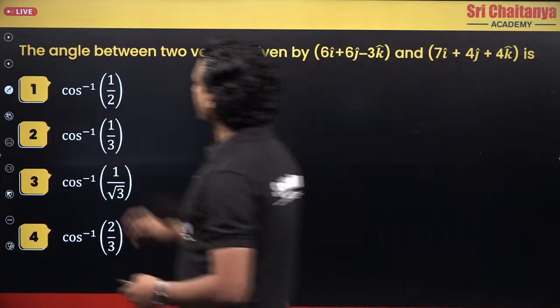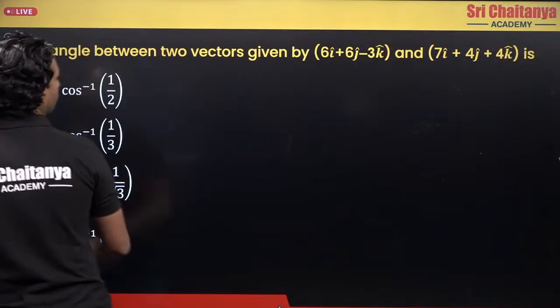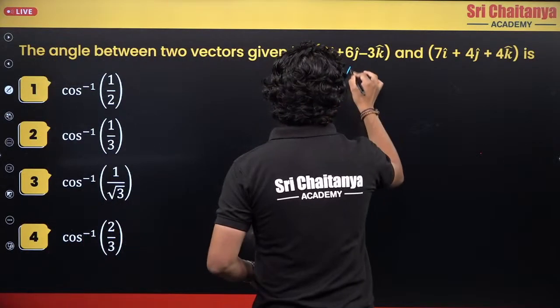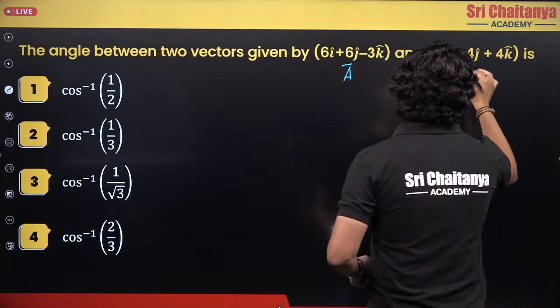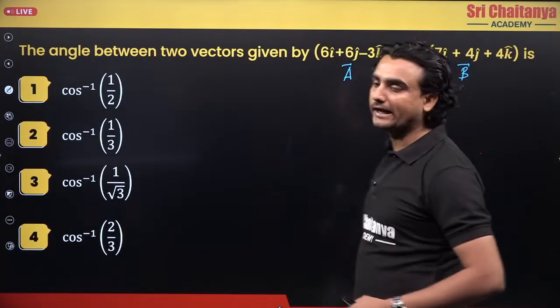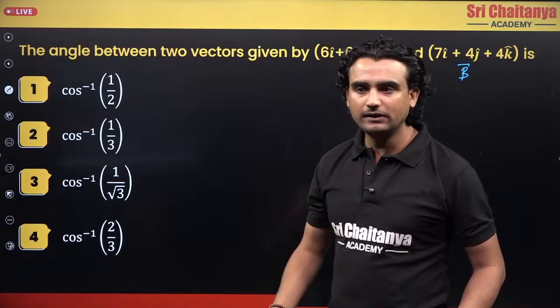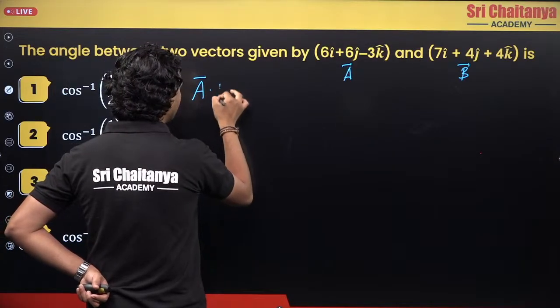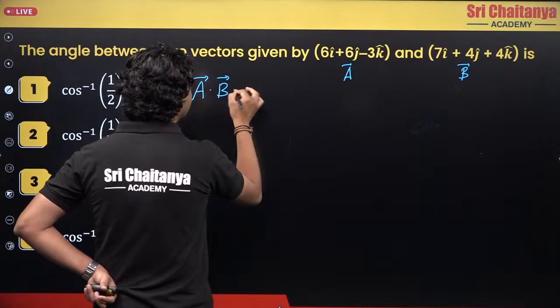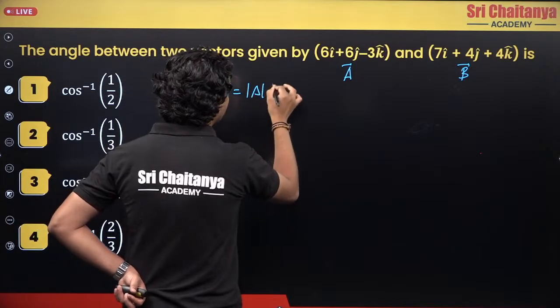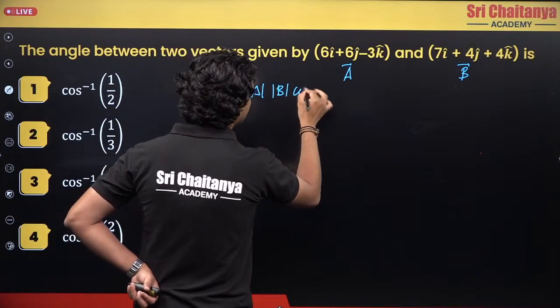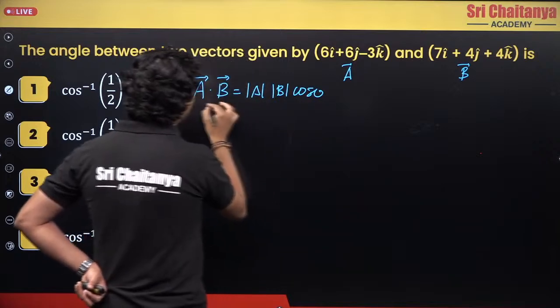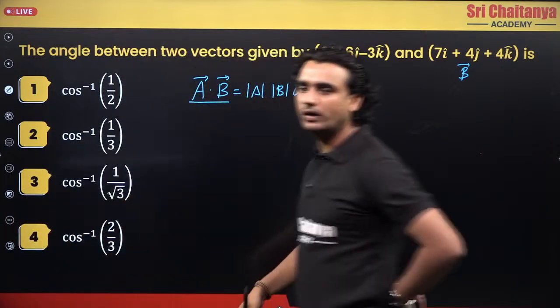Now, it is given that I have two vectors A and B and I have to find the angle between them. So let's say this is my vector A, this is my vector B, and I have to find the angle between them. So what is the formula I'll use? Again I'll use the same formula: vector A dot vector B is equal to mod A mod B into cos theta. So now, do I know A dot B?